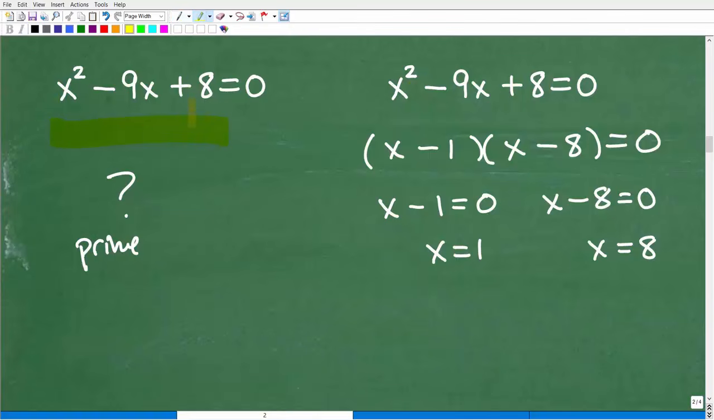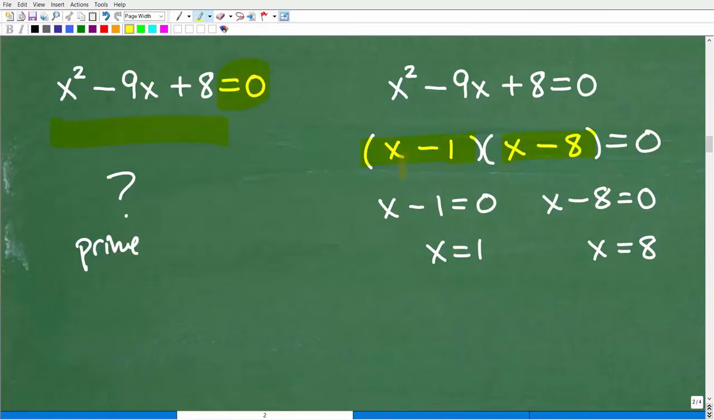Of course, it's in standard form. It's equal to 0. That's the setup. And yes, indeed, it can be factored. You can see the work here. This can be factored as x minus 1 times x minus 8. If you don't know how to do this, again, you want to check out some of my other videos on factoring trinomials found in my algebra playlist on my channel.